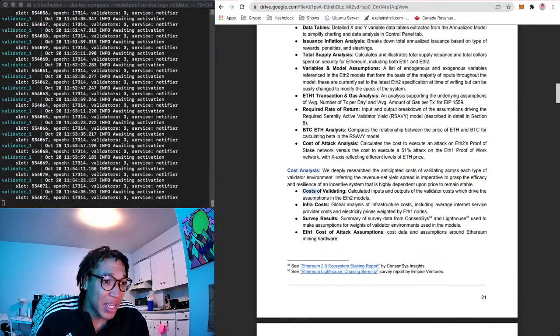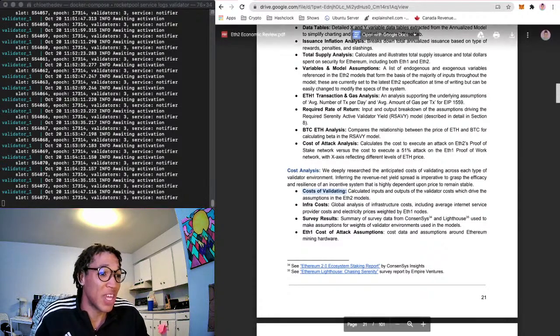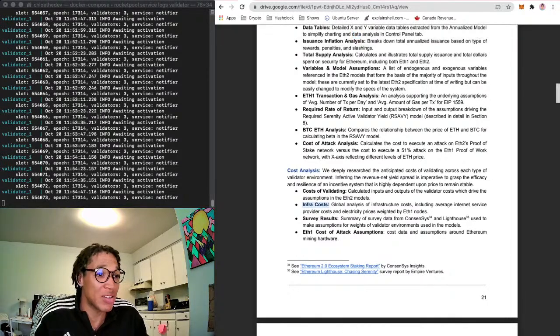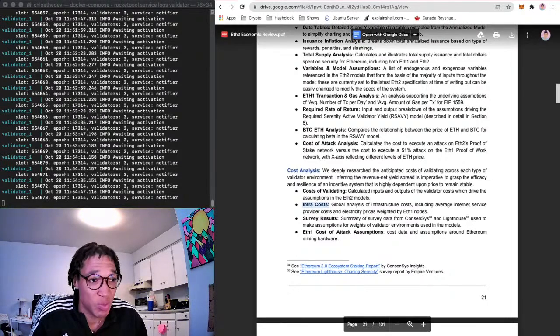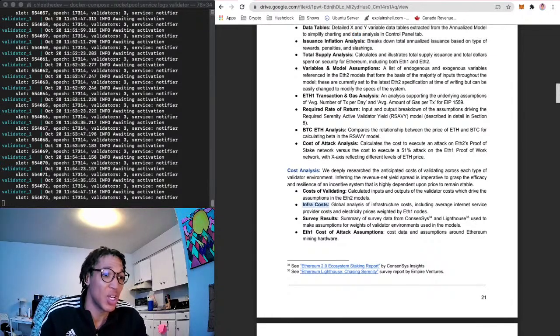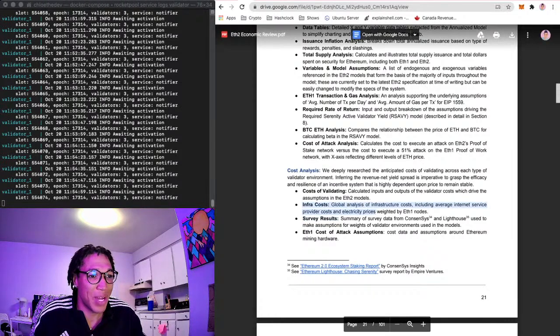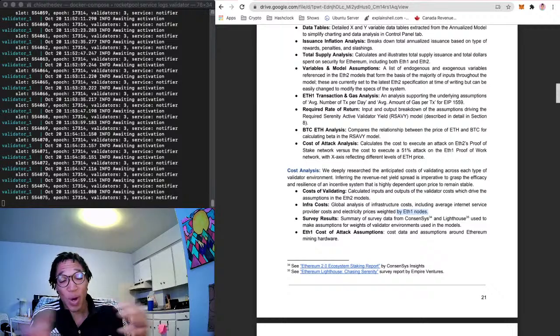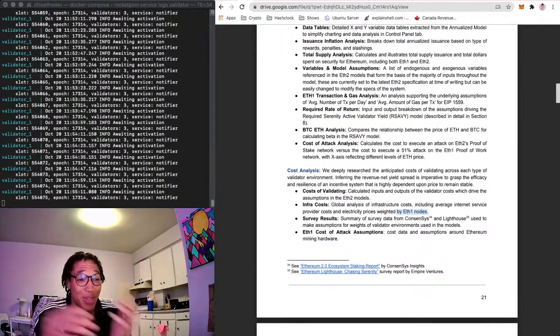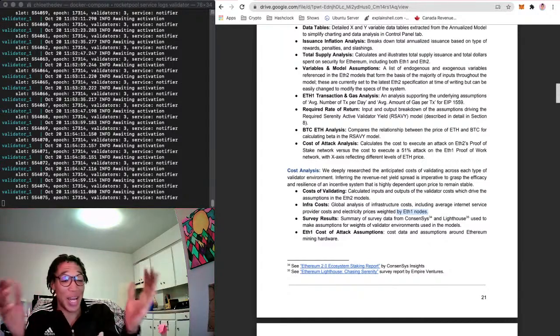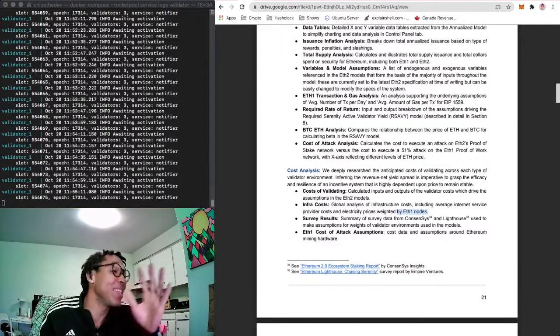You have the cost of validating, calculated inputs and outputs of the validator cost, which drive the assumptions in the ETH2 models. You have the infrastructure cost. You have the global analysis of infrastructure costs, including average internet service provider cost and electricity price weighted by ETH1 nodes. You have the survey results, and even this is hard, right? If you're weighting by ETH1 nodes, the ETH1 staker miners and the ETH2 stakers will, I assume, be a completely different set of people.